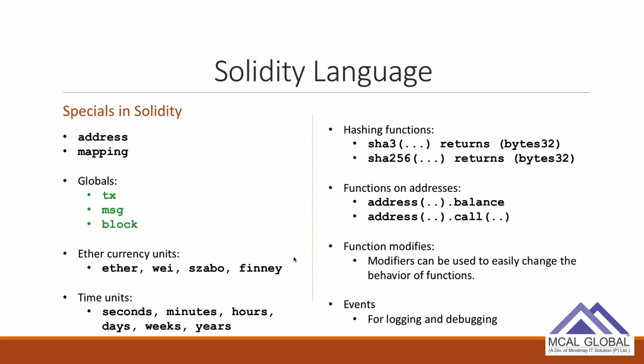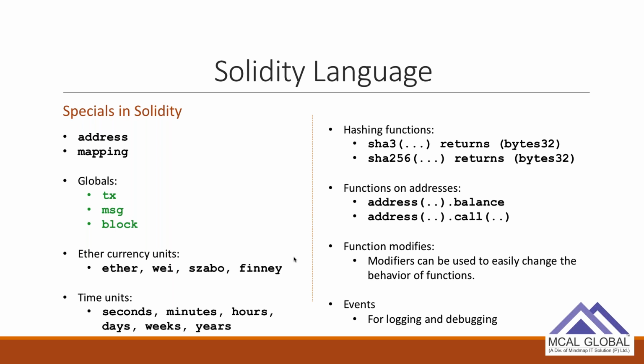Whenever any transaction is happening on the network, transaction-related data is stored and available in the contract in a global variable called TX. Then we have MSG. MSG is basically a message that originates from the sender to the receiver, or from the initiator of the transaction to the contract. These two are available anywhere in the contract. Again, there is one more called block. Block is basically a pointer to your current block that is getting processed.